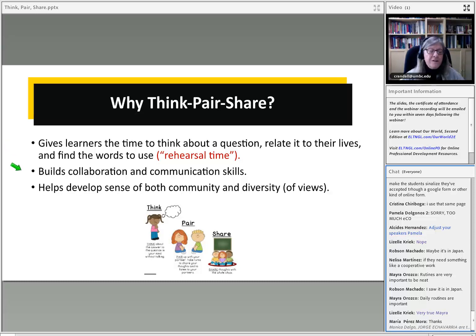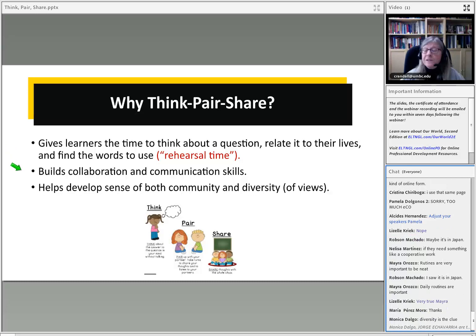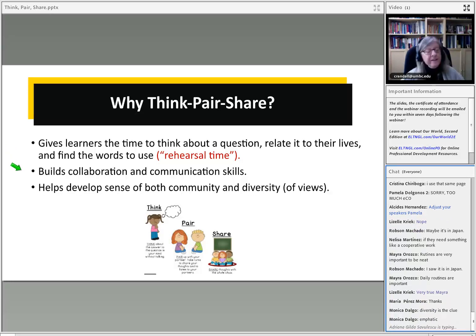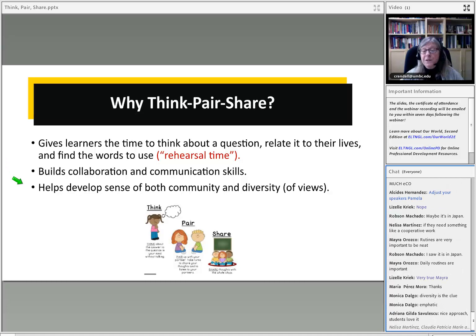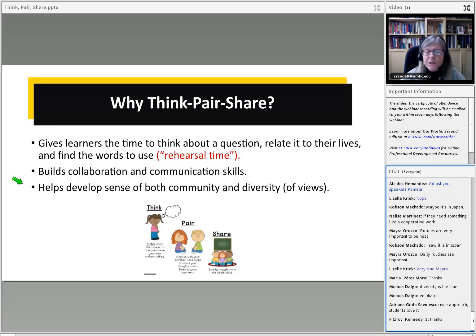But really what's also so important is it builds collaboration. They work with a partner and then sometimes with two partners. It builds communication skills, and it also helps develop a sense of both community and of diversity of views. And I know some of you are teaching in environments where you think that you have pretty much a monocultural environment, that your students all come from pretty much the same place.